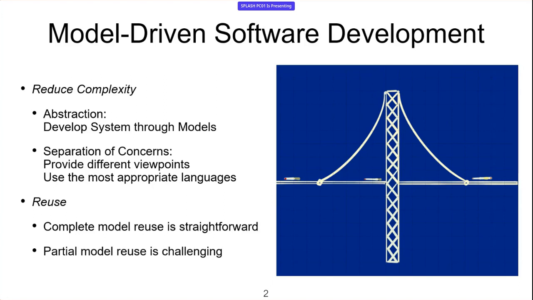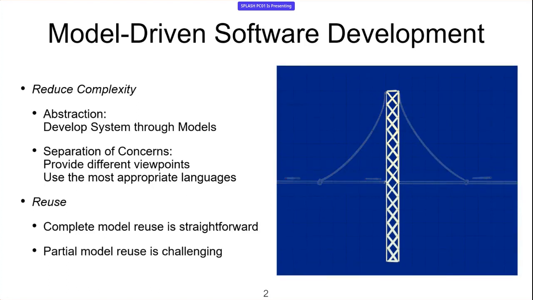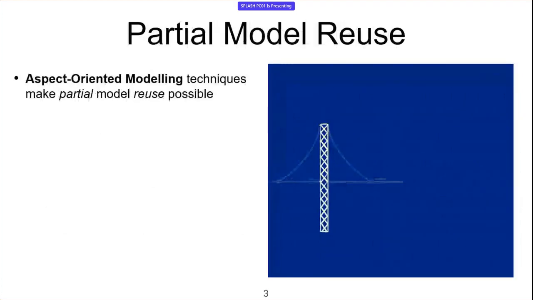So here, for instance, let's say we have a bridge, a model of a bridge. Let's say we want to only reuse this beam. So then that's more tricky with the standard modeling technology, and that's where I would say maybe 20 years ago, the first papers on aspect-oriented modeling came out.